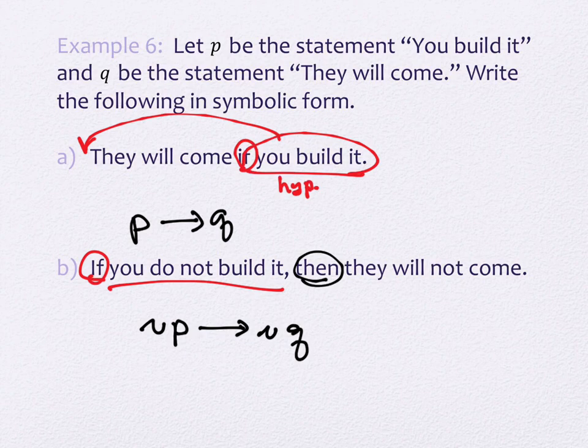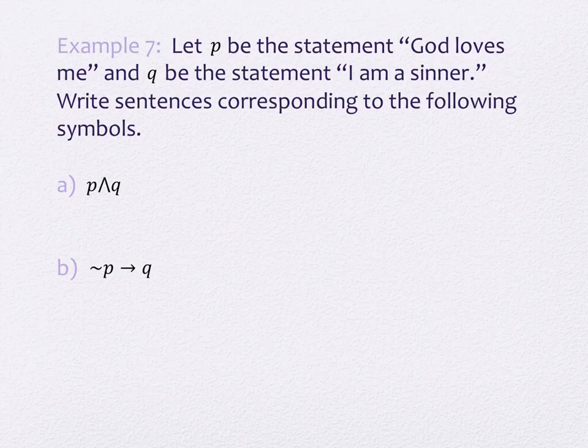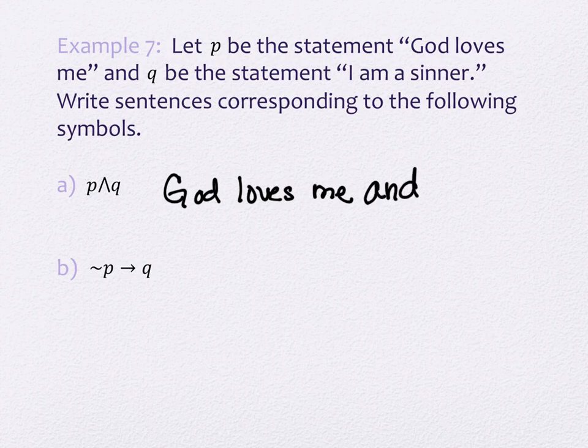And now we're going to go the other direction. We're going to be given symbols and write the corresponding statements, but our statements have changed. So P is the statement, God loves me, and Q is the statement, I'm a sinner. Now I'm incorporating not just the new symbol, the arrow, but one of the ones we've seen before. So what does that upside down V mean? And. Good. So we're going to write the P statement down first, which is what? God loves me. And then you already told me it was an and, so I'll put an and next, and what comes after that? I am a sinner.